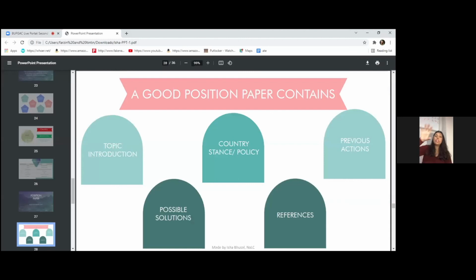Then we come to the present scenario. What are you doing right now? Maybe you're providing financial aid. Maybe you're doing advisory opinions and so on. You write whatever you've done in the current scenario. Then the possible solutions are what you can do in the future. Maybe you can provide more financial aid, send help over there, or raise awareness programs. Anything that your country is capable of doing. By sitting in your country's point of view and stance, you write those as possible solutions.